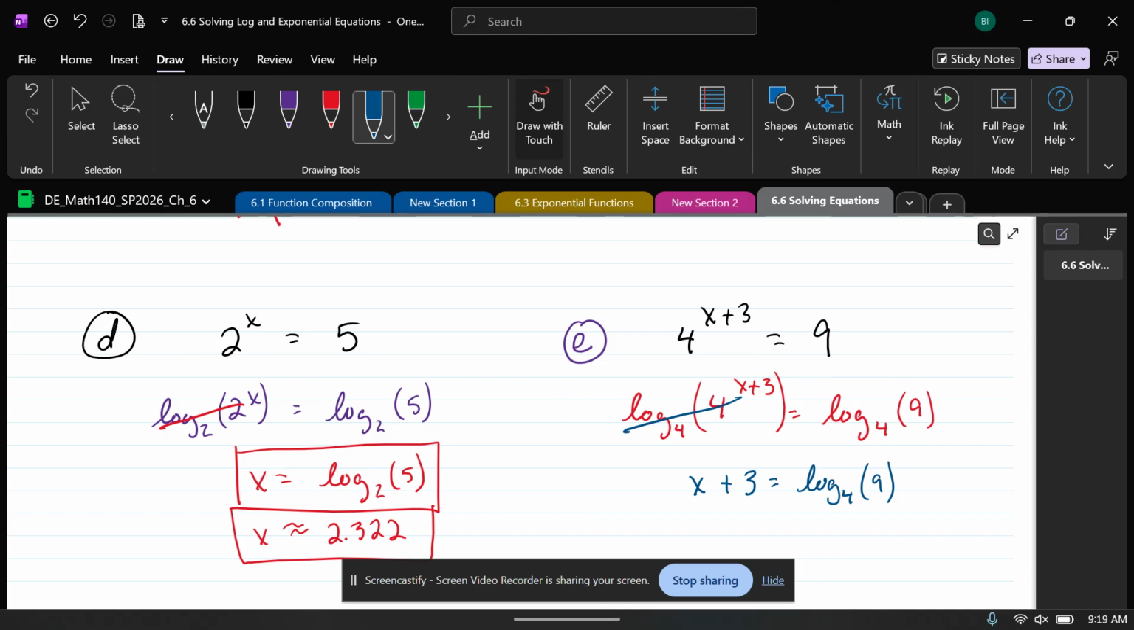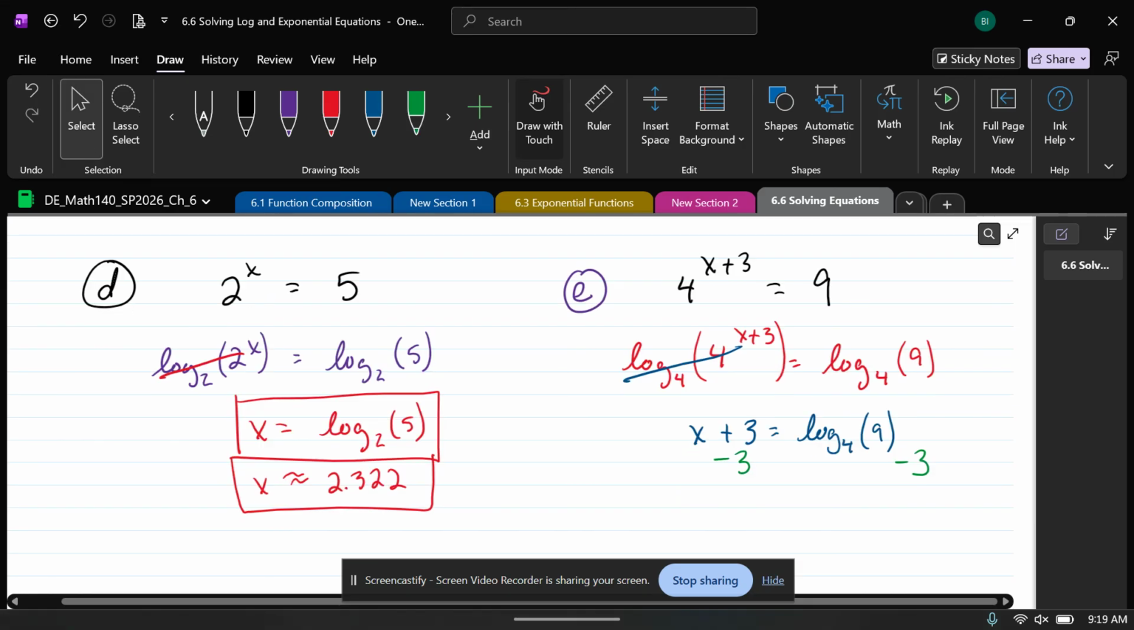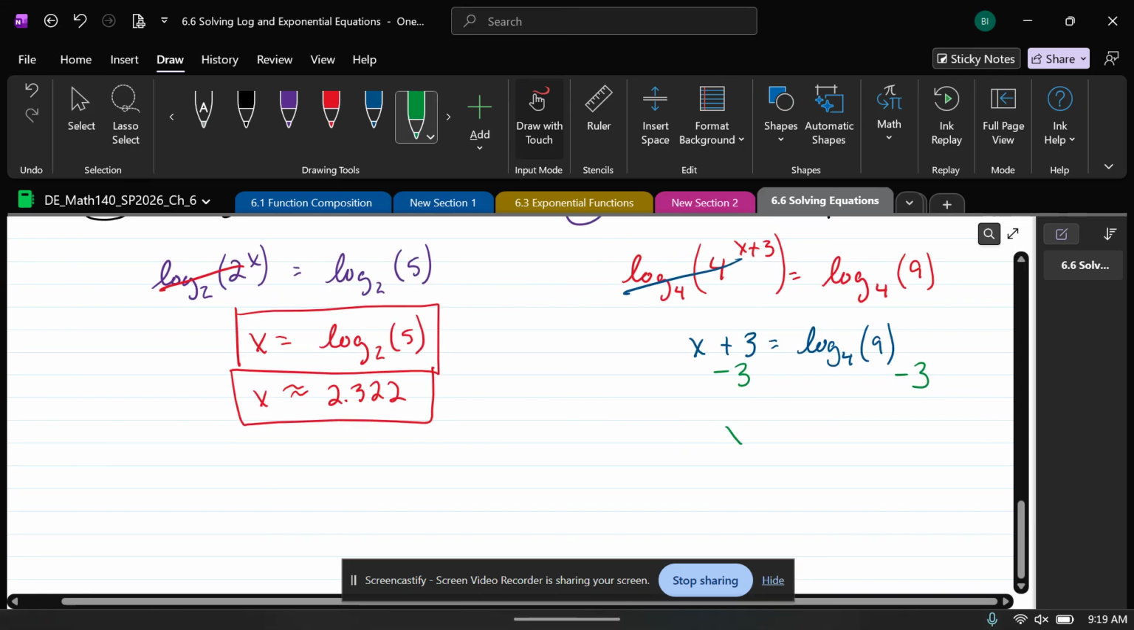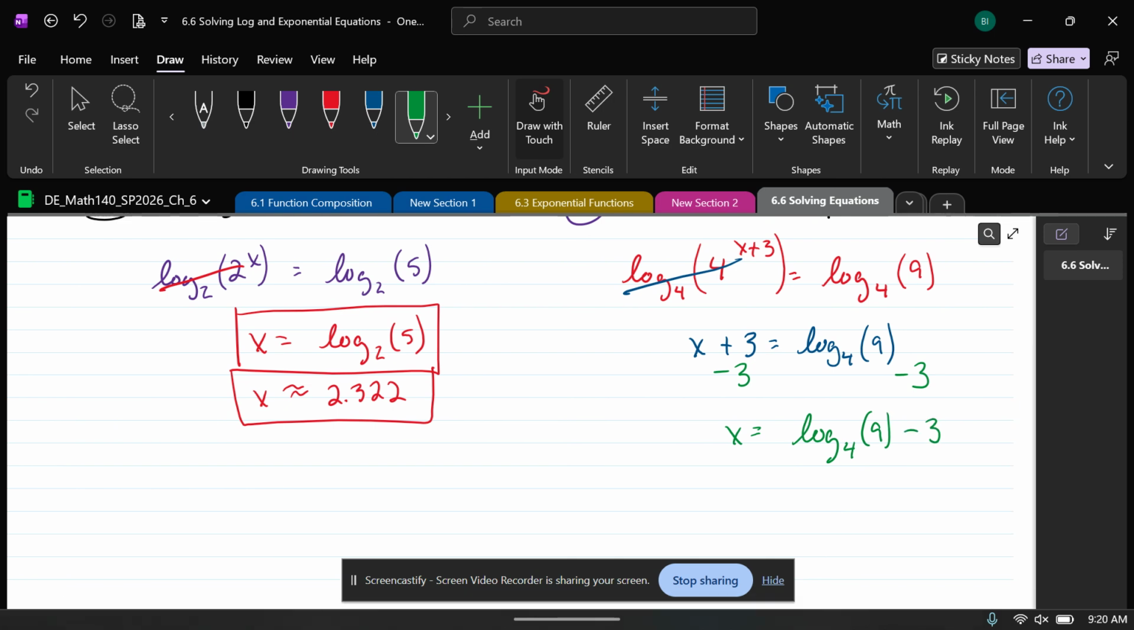Okay. Now, not quite as easy as this one because we got a little bit more work to do to get x by itself. What do I need to do to get x by itself? Yeah, just subtract 3. And that's going to give us x equals log base 4 of 9, that's a number, and then minus 3. So there's our exact solution. We want to, again, get a decimal approximation for that.